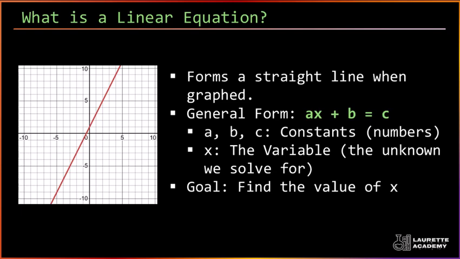It usually appears in a standard format like ax plus b equals c. Here, a, b, and c represent constant numbers. They don't change. X is our variable, the unknown value we are trying to uncover. Our main objective when we see an equation like this is to find the specific value of x that makes the entire statement true. It sounds simple, and with the right approach, it really is.